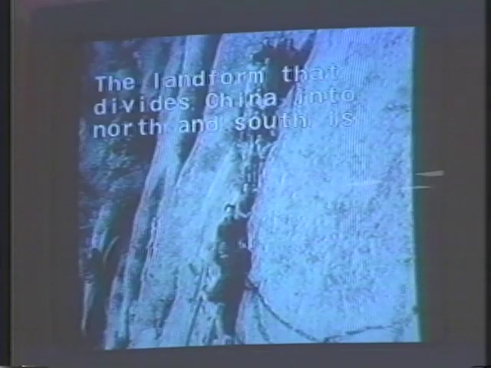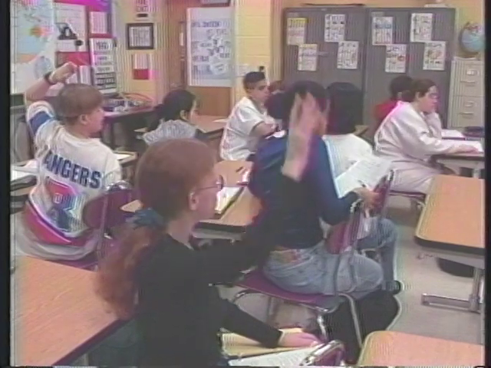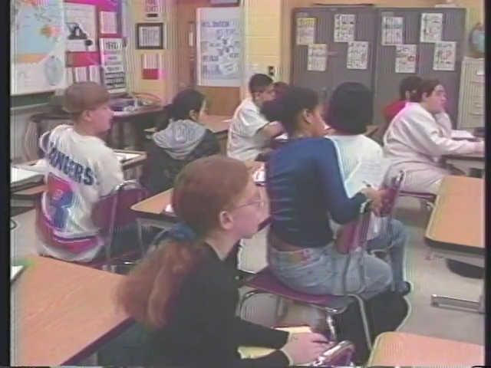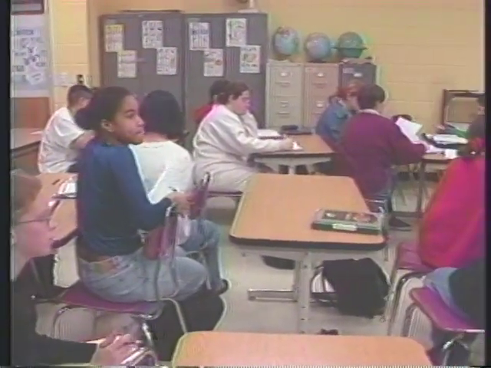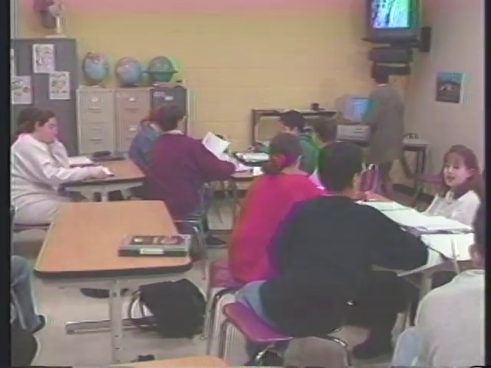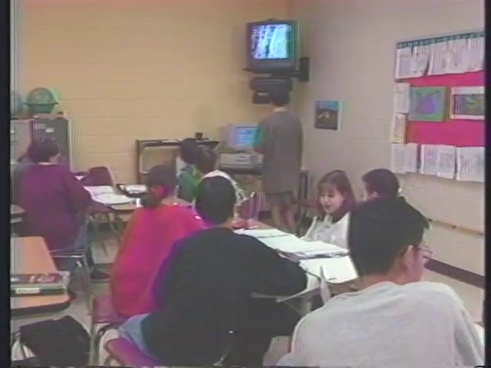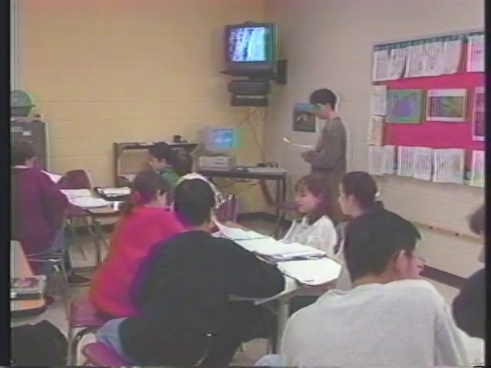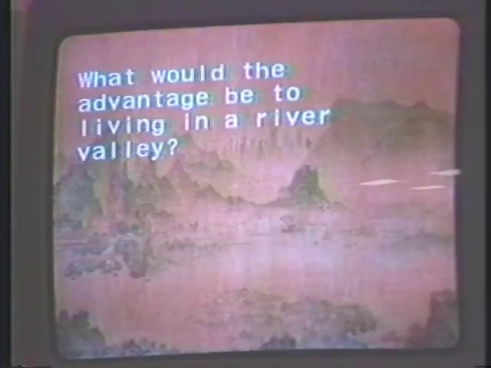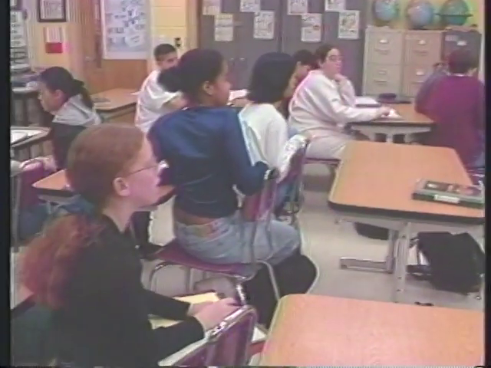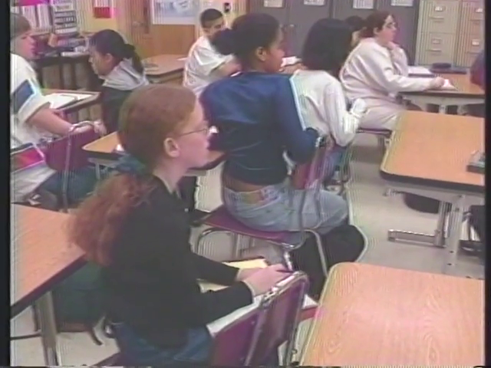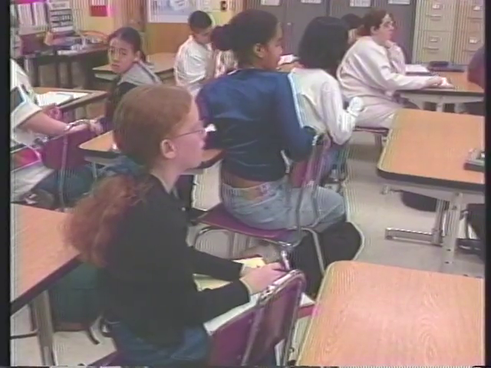What landform divides China into north and south? Chris? Qinling Mountains. Good. The Qinling Mountains. Good. Okay, the 2 major rivers that we spoke about that run through China. Jen, give us one. The Huanghe and the Changjiang. Okay, she gave us both. The Huanghe River and the Changjiang River.